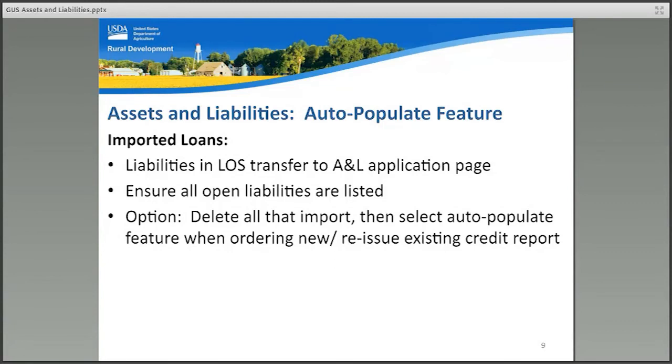Now, users may choose to delete all liabilities that imported over and then select the auto-populate option when ordering a new credit report or reissuing an existing credit report into the GUS application from the credit and underwriting page. This will ensure that all open liabilities are displayed in this section of the GUS application.